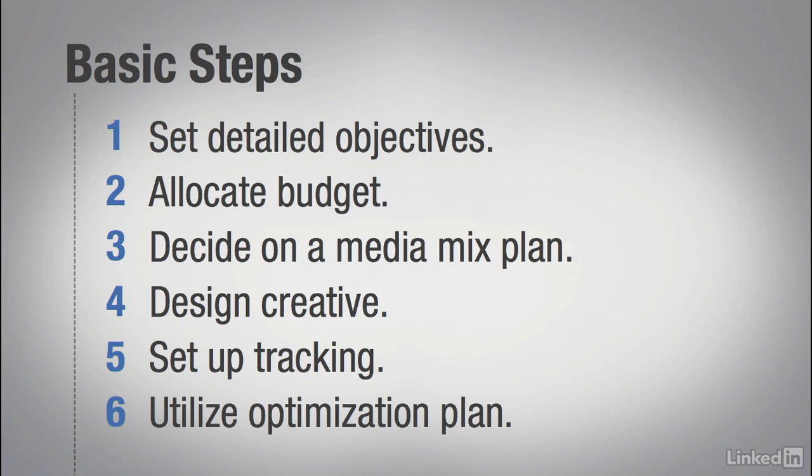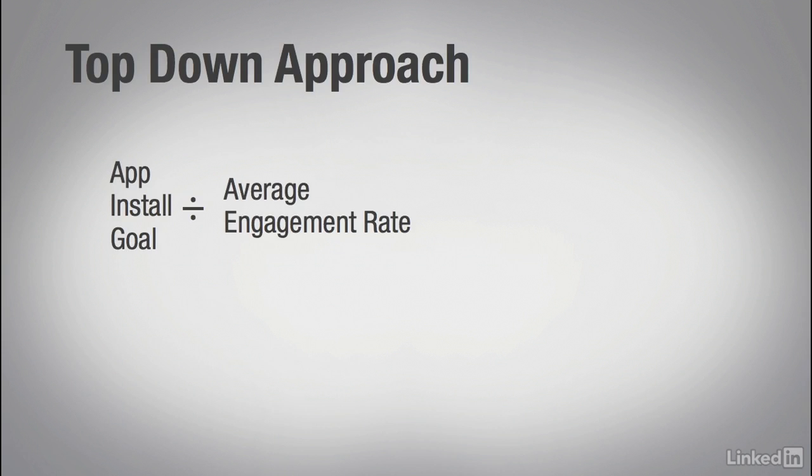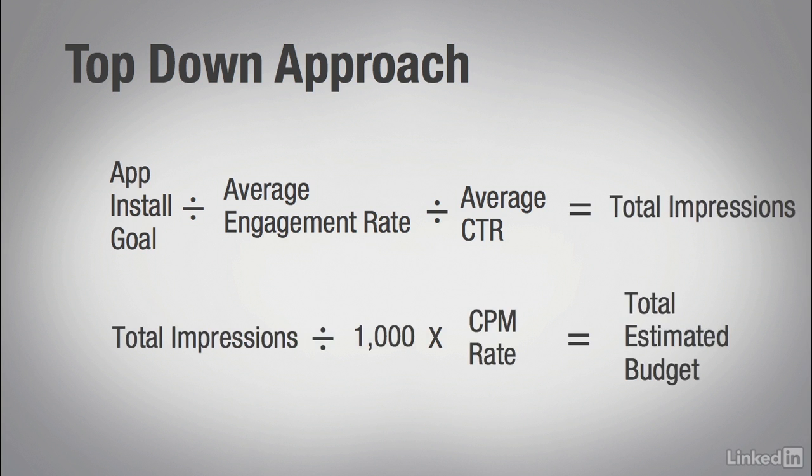The best mobile advertising plans employ both top-down and bottom-up approaches to developing a plan. A top-down approach for mobile advertising planning is essentially simple math. You take your objective, for example, 100,000 downloads, divided by average engagement rate, divided by average click-through rate equals total impressions. Total impressions divided by 1,000 times CPM equals total estimated budget.